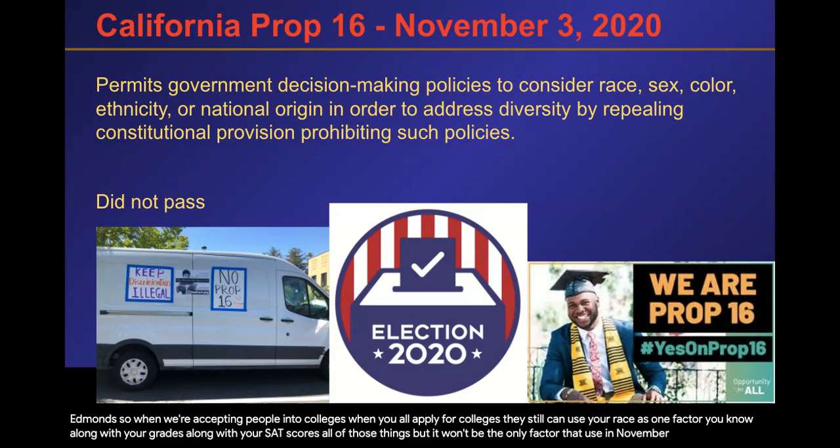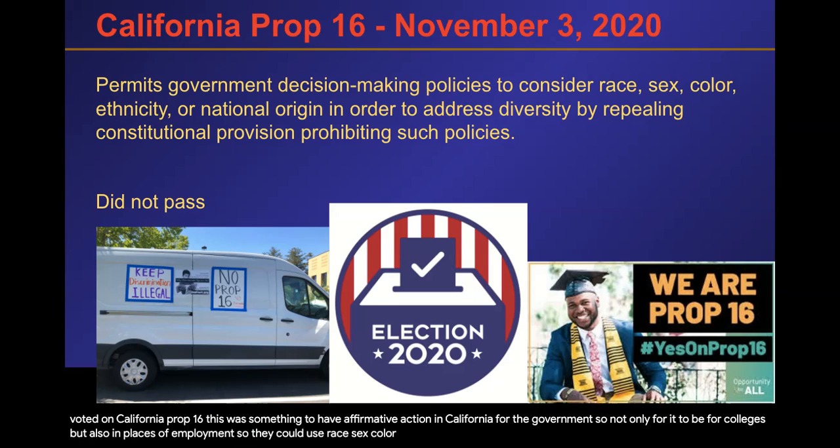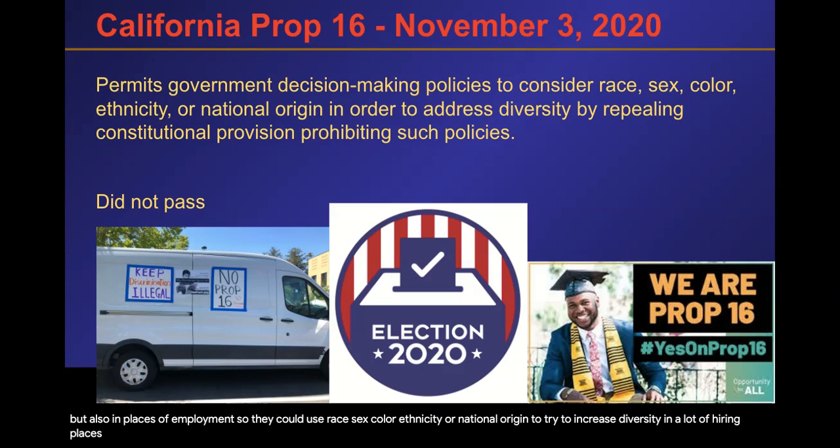In November of this past year, we voted on California Prop 16. This was something to have affirmative action in California for the government. So, not only for colleges, but also in places of employment. They could use race, sex, color, ethnicity, or national origin to try to increase diversity in a lot of hiring places. But unfortunately, this did not pass in California, so we did not allow more diversity in hiring.